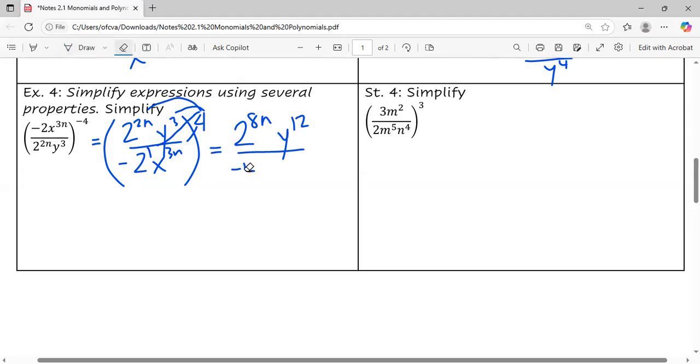One second, let me fix that. See, I said -2 to the 4th. I was already thinking about the number 4, and I almost wrote a 4.